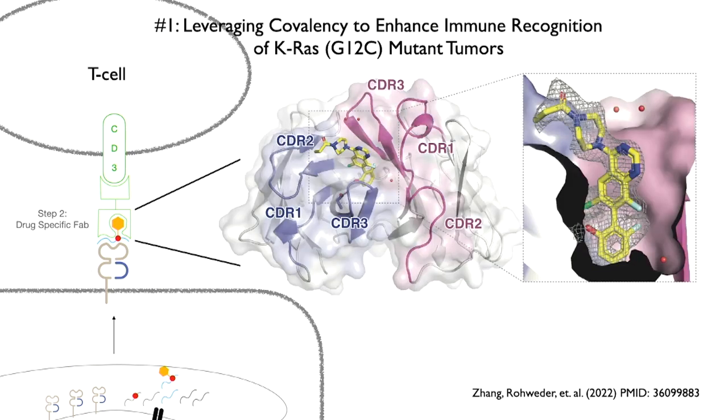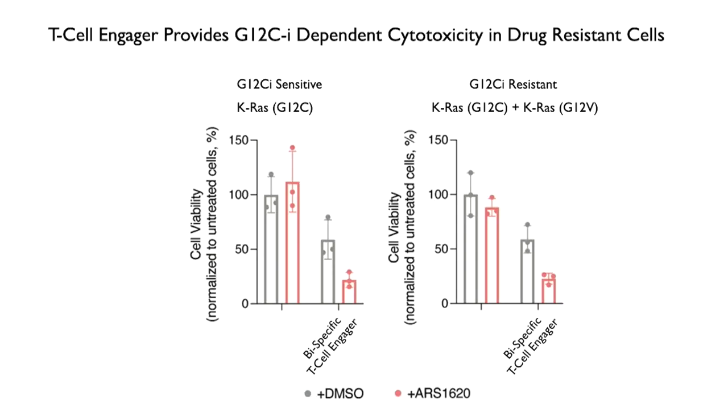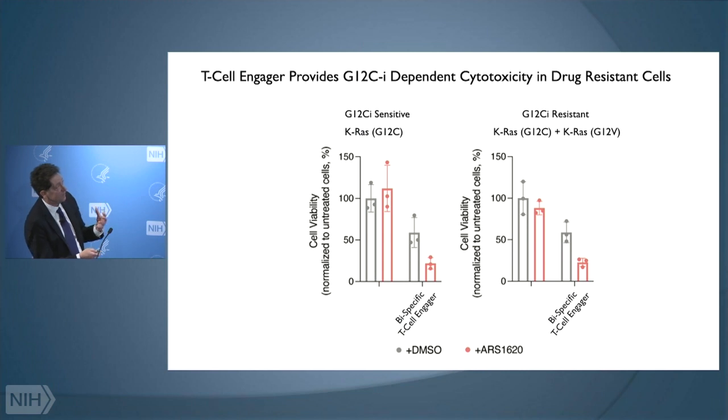Then Charlie's lab made the antibody from a human naive library that recognizes the drug, and then the subsequent antibodies we've made recognize the drug, the actual peptide sequence, and the MHC. And then we can ask, does this system allow killing of a cell that has a bypass resistance mechanism? So here's the G12C sensitive cell line with the drug and the bispecific T-cell engager. This is the killing that we see.